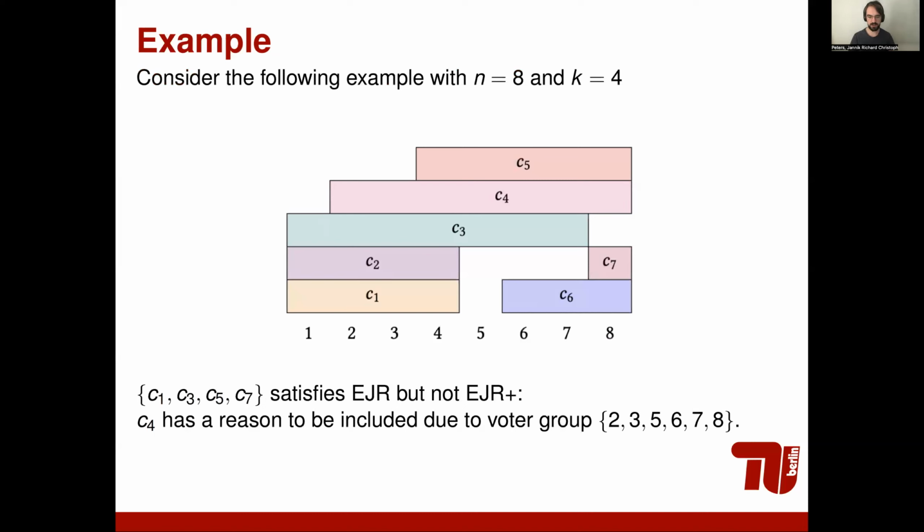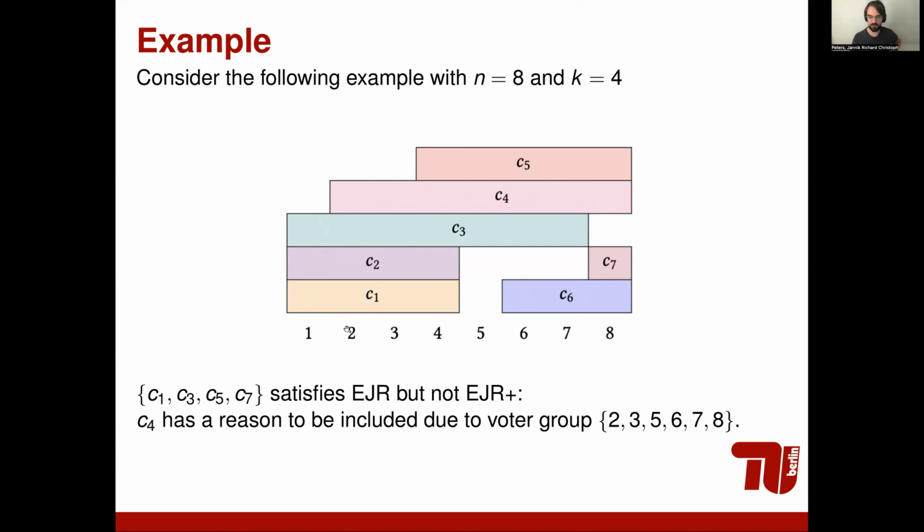Now let's do a very small example here with 8 voters and 4 candidates. So n divided by k is 2. C1, C3, C5, and C7 satisfies EJR. Now we'll not calculate this through, but you cannot find any large cohesive groups here. But it doesn't satisfy EJR+.